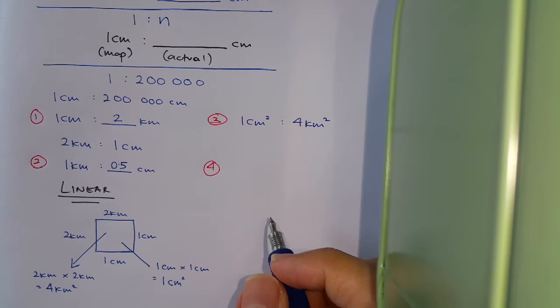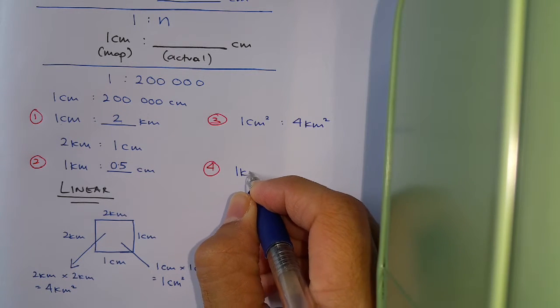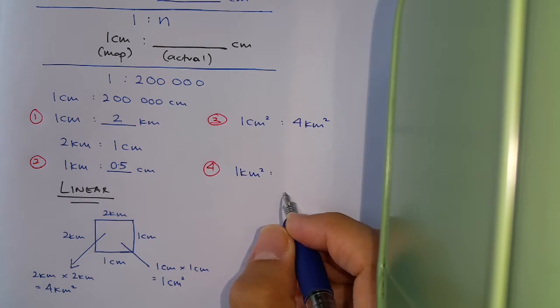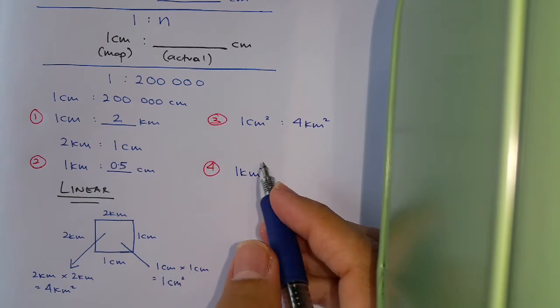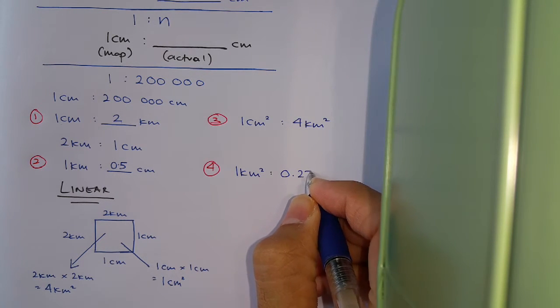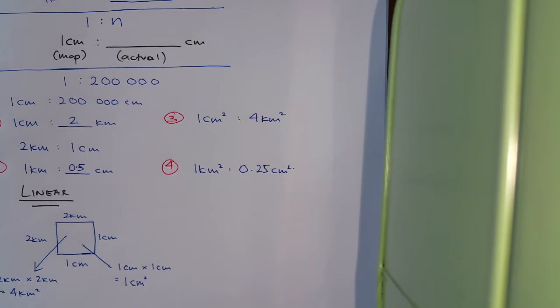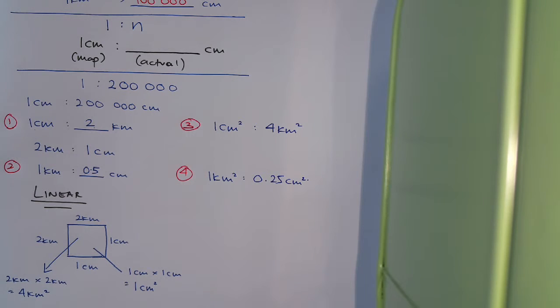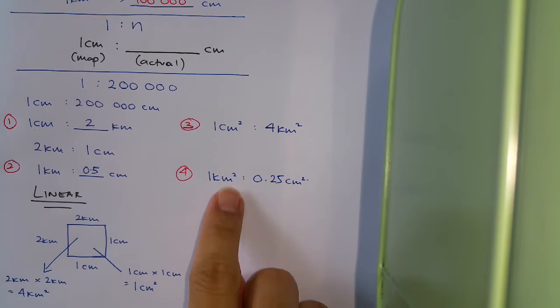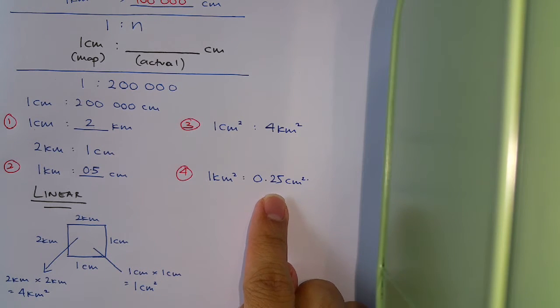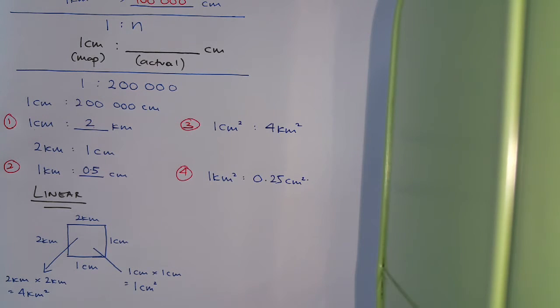That means 1 square kilometer is the same as 0.5 multiplied by 0.5, which is 0.25 square centimeters. So let's say they mentioned that the area of this estate or this farm is 1 square kilometer. That means on the map, the area of that farm is 0.25 square centimeters. Okay, so this is the introduction on map and scales.